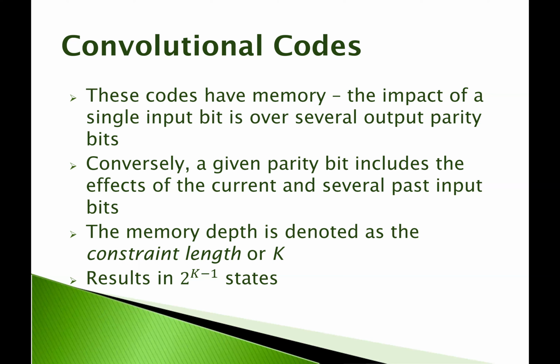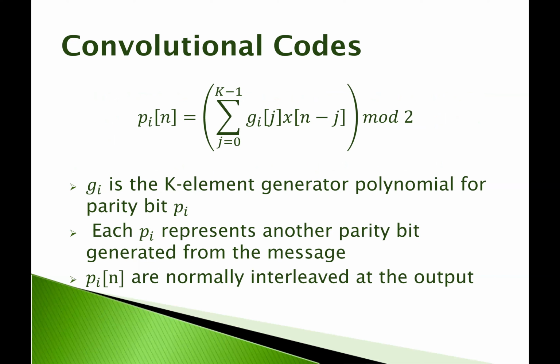All right, so what does this look like mathematically? We're going to have a generator polynomial that we'll denote with lowercase g, and our message bits are going to be x, and we're going to sum over some length, this constraint length K. Of course, we'll do a modulo 2 operation on the results, so we end up with zeros and ones instead of zeros, ones, twos, and threes, and that type of thing, right?